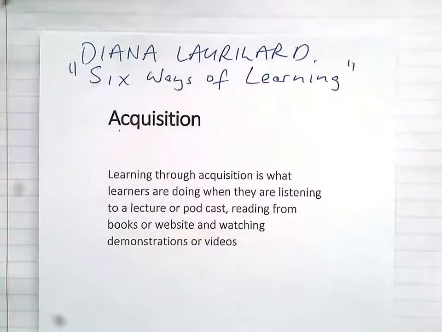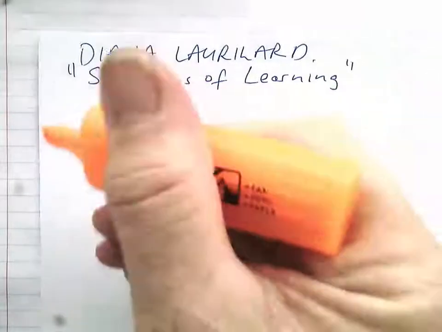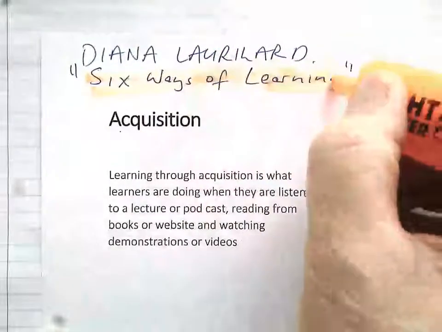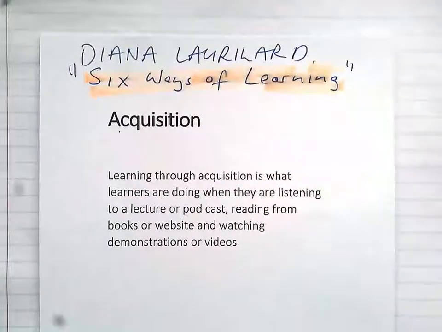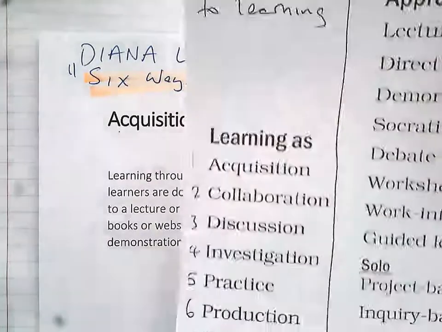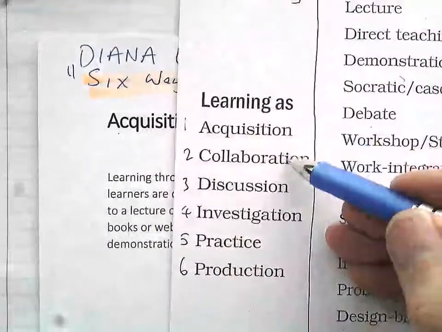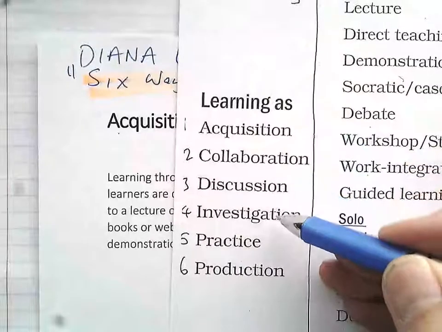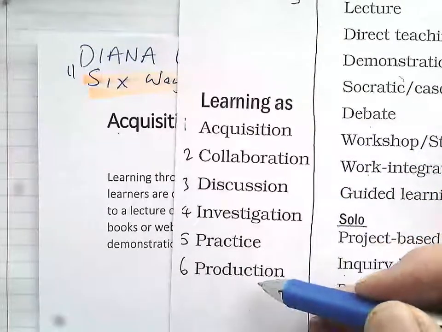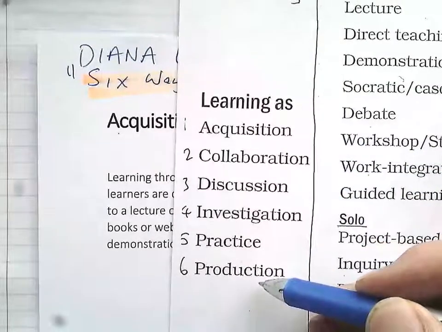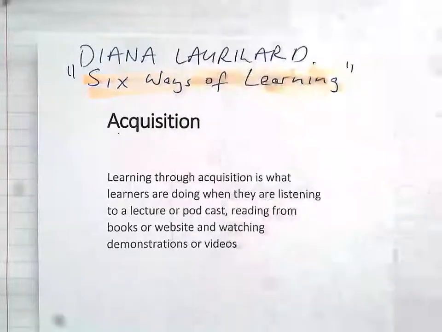Right, so this is a very quick introduction to Diana Laurillard's 6 ways of learning. So just to let you know where we're going, we have acquisition, collaboration, discussion, investigation, practice and production. And we're going to cover these off reasonably quickly.